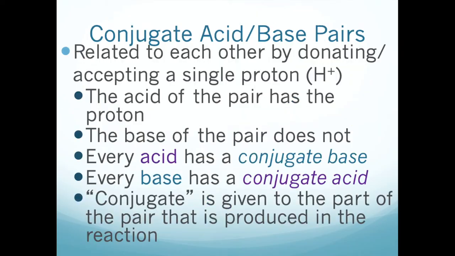Okay, so keep that in mind. That's basically how you can recognize a conjugate acid-base pair. They are essentially the same molecule, but one is different by an H plus. They're just separated by one H plus ion. So water and hydronium is another example of a conjugate acid-base pair.